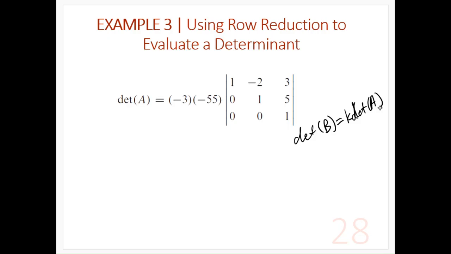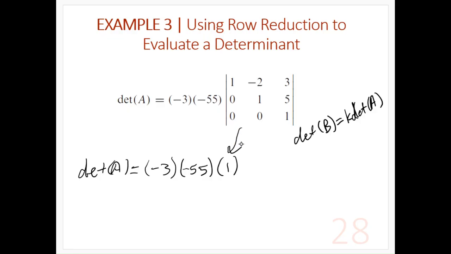So now we have an upper triangle. So now we have this in row echelon form. We have an upper triangle because all the entries below this main diagonal are now 0. And so now we have one more step to take. So determinant A is going to equal negative 3 times negative 55 times 1. And you're like, what? How did I get 1 from this matrix?